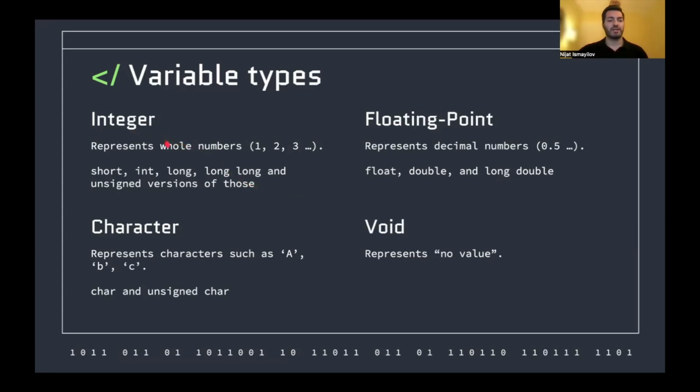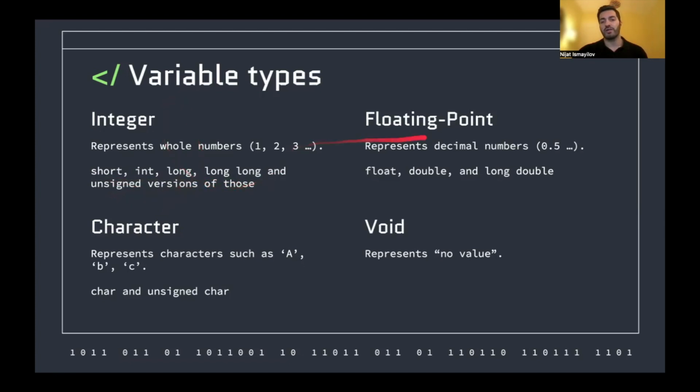So integer is representing all numbers. There are a bunch of types of integers. They vary for two things. First is the size of the number they can hold. And second, if the number they can hold can be positive and negative or only positive. So unsigned versions of all of these means that it can only hold positive values.